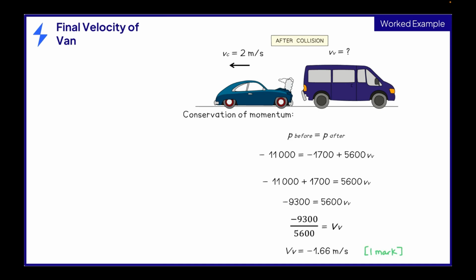This means the van continues reversing, but due to the impact with the car, does so at a slower speed. Show each step of the rearrangement so you are less likely to make a mistake.